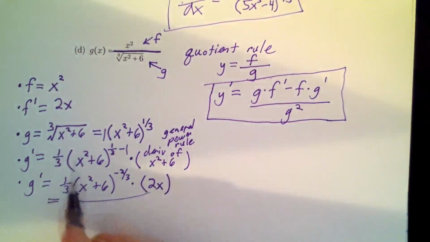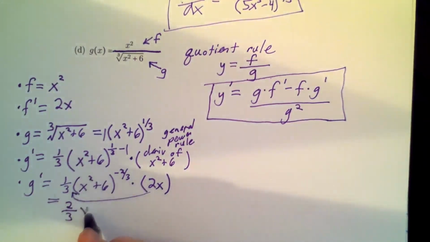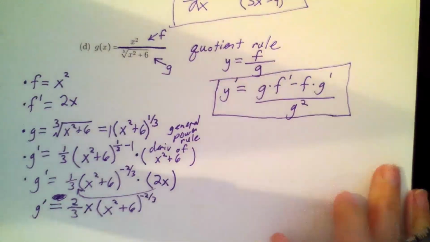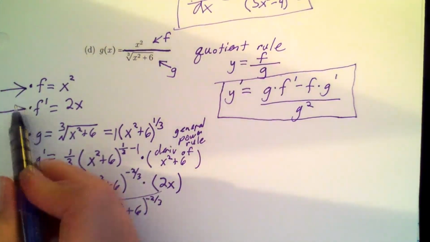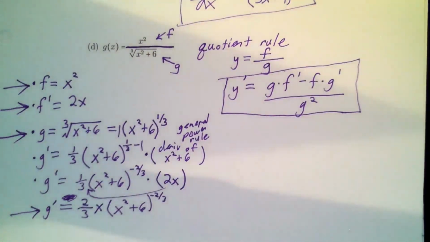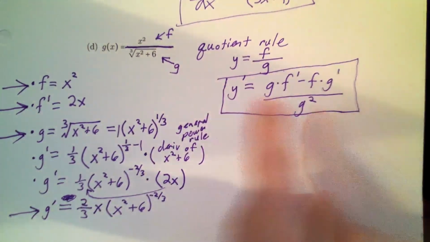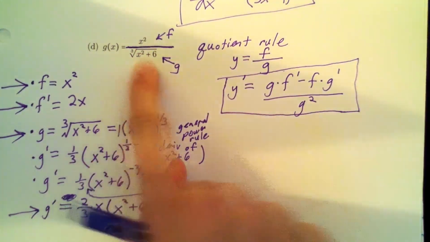So 2 times 1/3 is 2/3. And this x is going to be moved to front. So I have 2/3 x times this part in parentheses, x squared plus 6 to the negative 2/3. This is my g prime, in all of its glory. So I have f is x squared, f prime is 2x, we label g, and now we have g prime. I'm going to use all 4 of these parts to put them in my quotient rule formula, because again, the derivative of the whole original function is going to be a quotient rule.